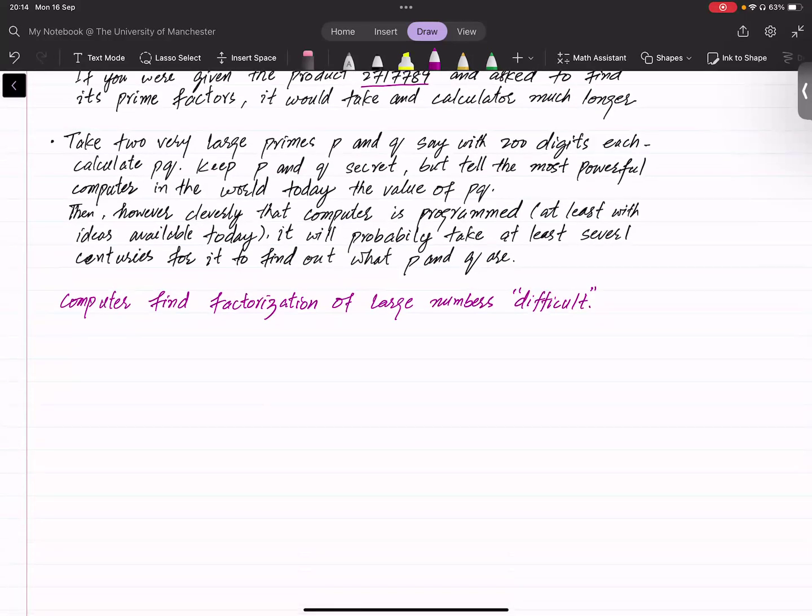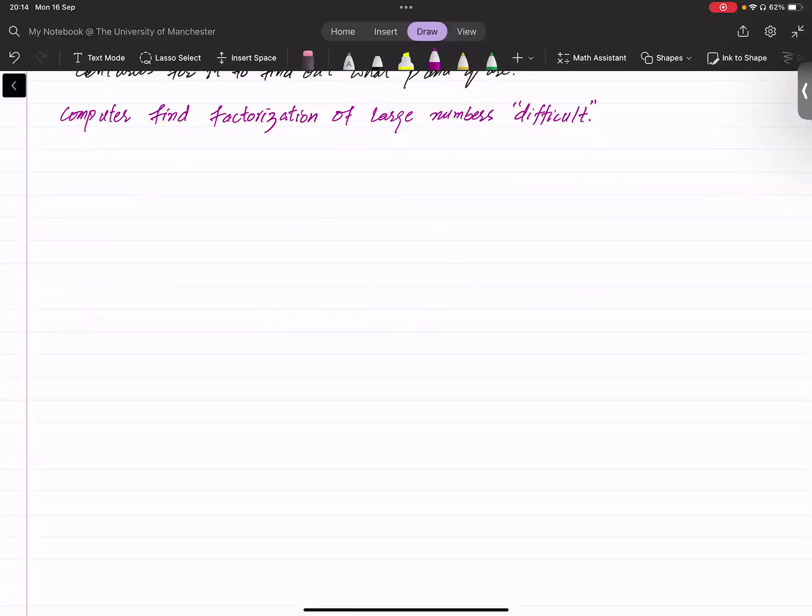What we mean is that if we take two primes with, say, 200 digits each, and calculate their product and keep P and Q secret, but tell the computer their product, consider the most powerful computer in the world. It would take that computer at least several centuries to find out what P and Q are. So that's what computers find difficult to do, and that is called prime factorization. Now we will talk about the topic RSA codes.